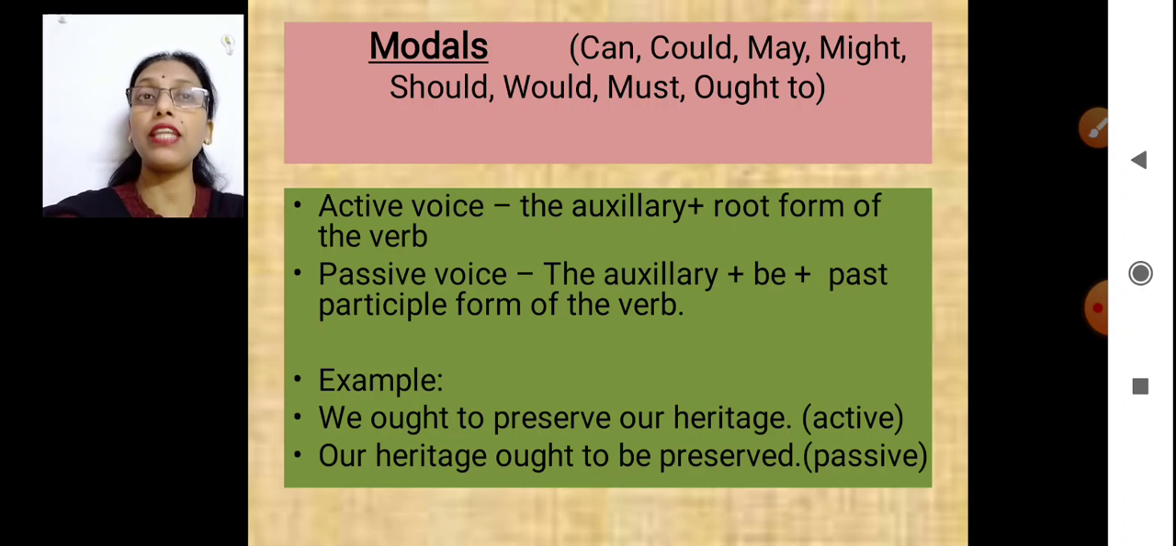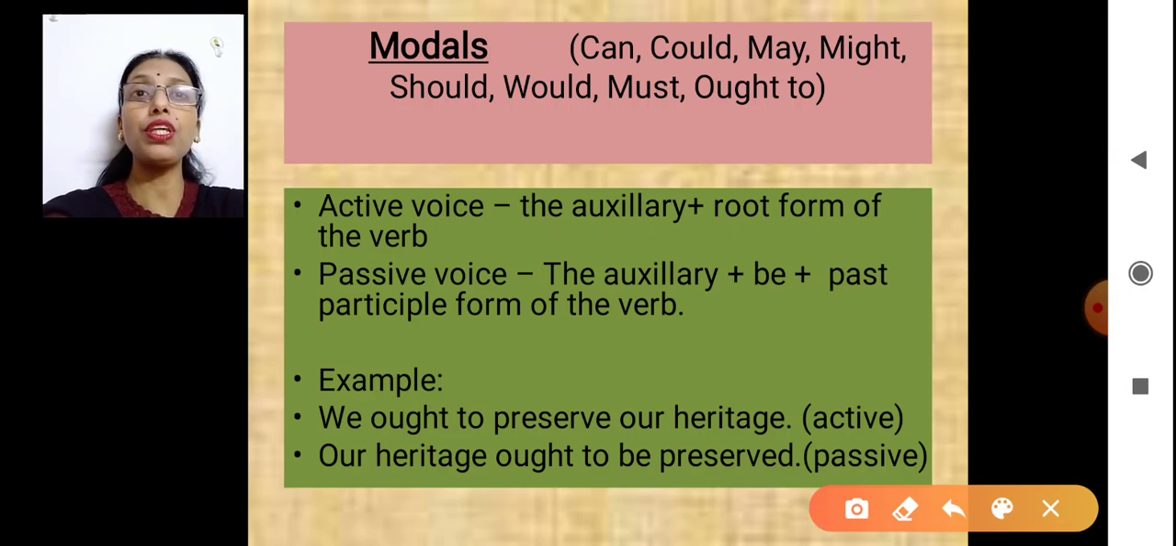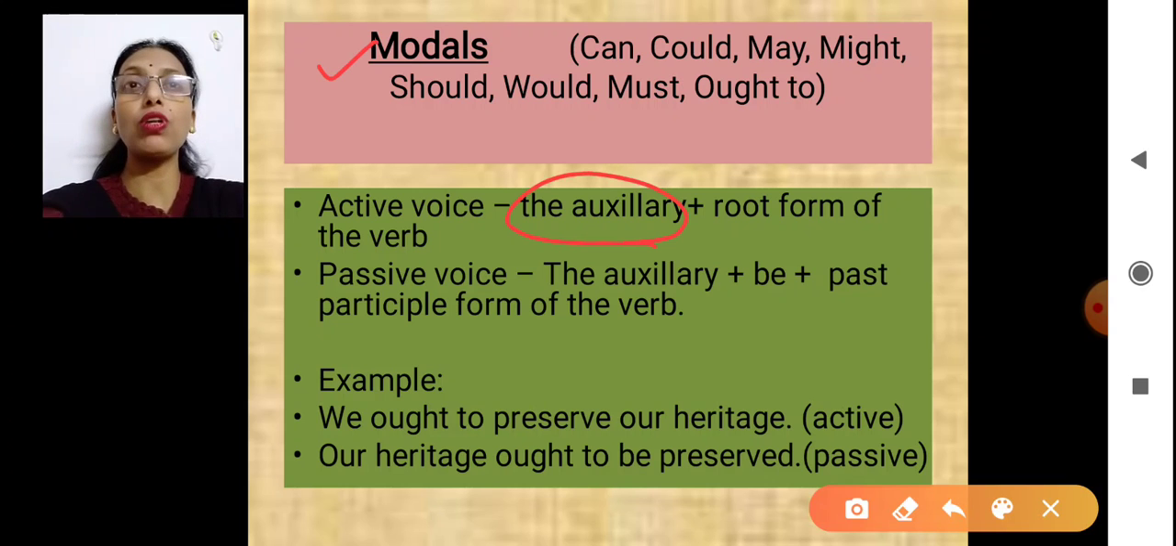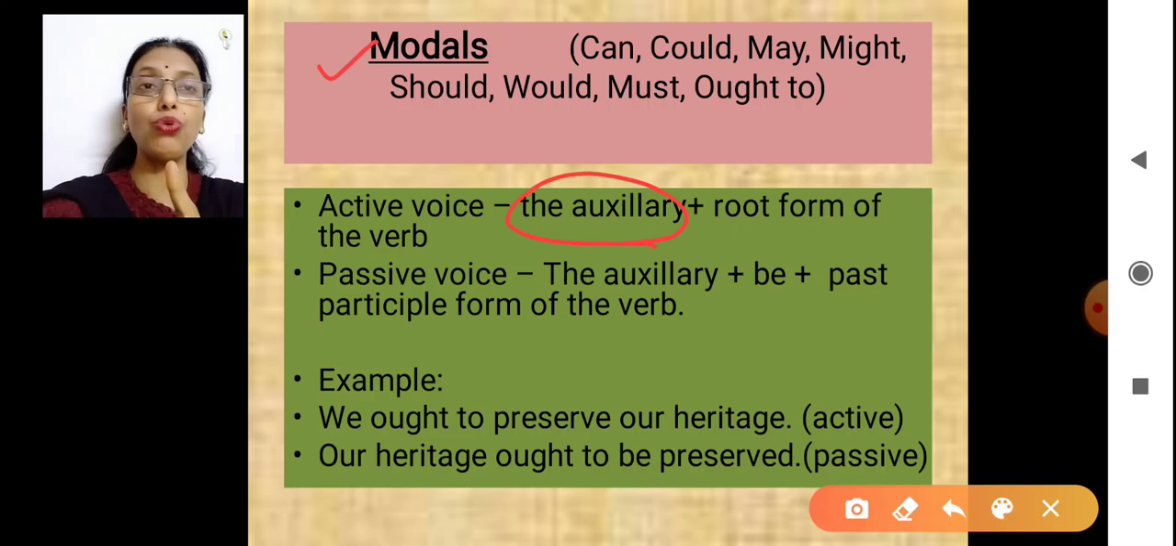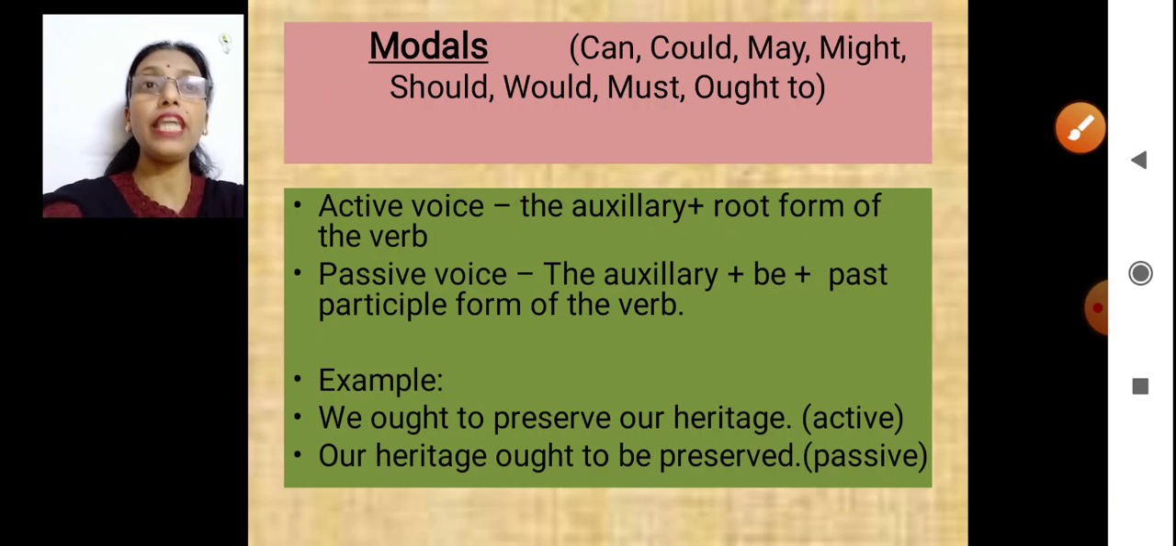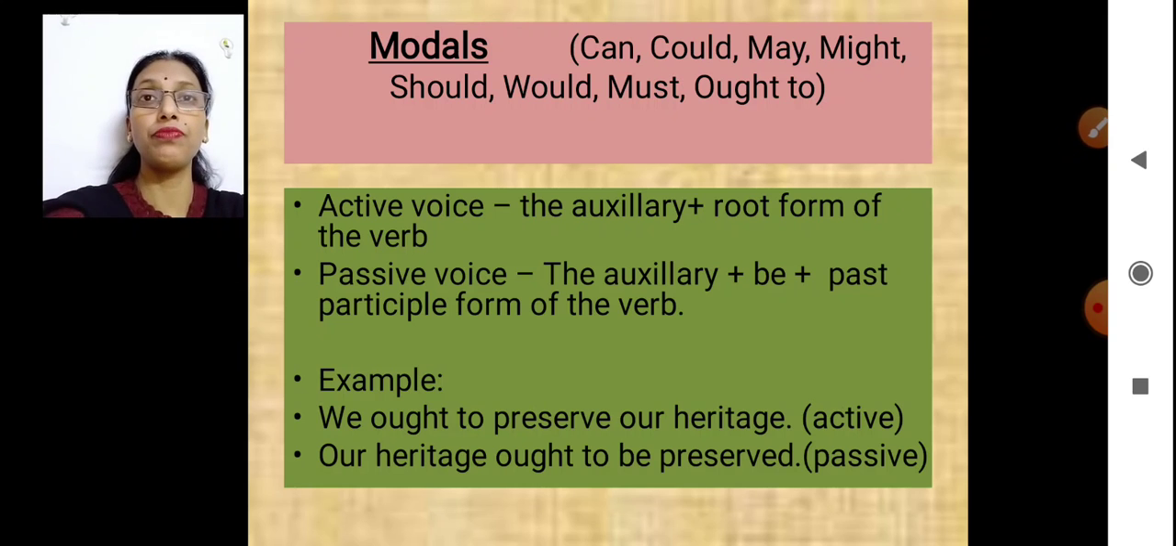Let's see. If it's an active voice, it's working as auxiliary plus a root verb. What is an auxiliary? Helping verb, yes. So all these modals are auxiliary verbs, as I just told you. They will come first, along with the root verb. Root verb means the first form of the verb. Like, we can say can help, may come, must work. What are these? Auxiliary is coming along with the root form of the verb in the active voice.